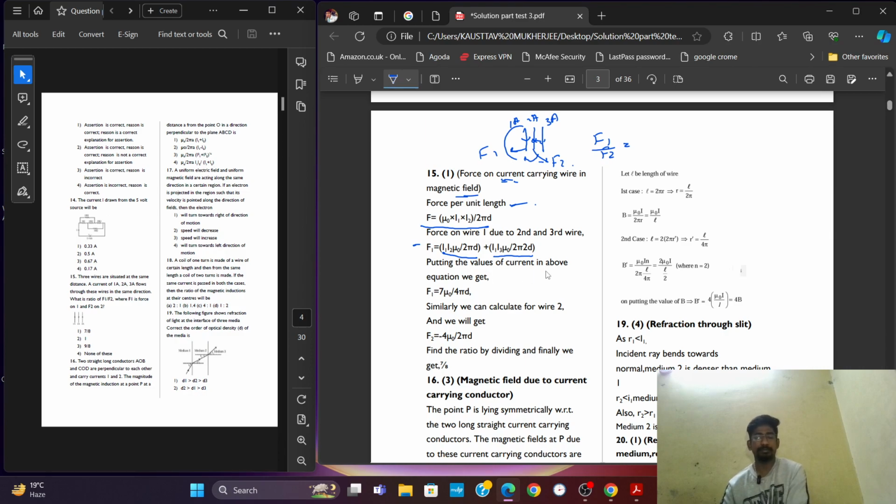If we put the values of current, I1 equals 1 ampere, I2 equals 2 ampere and I3 equals 3 ampere, we will get F1 equals 7 mu naught divided by 4 pi d. Similarly, if you calculate the force acting on the second wire, applied by the first wire and the third wire, you will get F2 equals this. And if you take the ratio, you will get this.